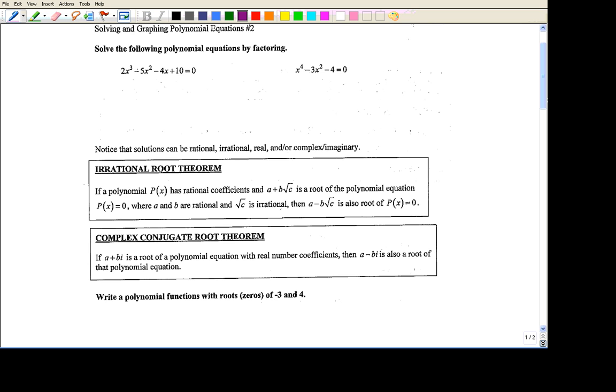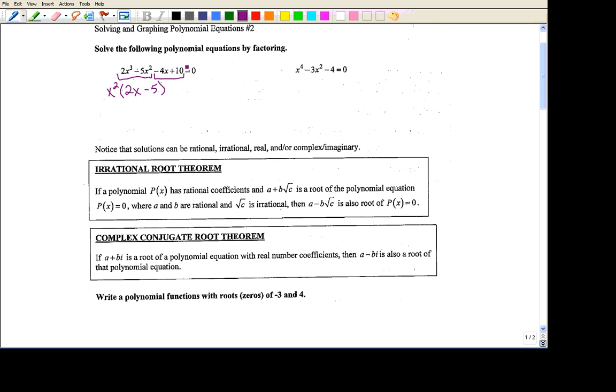So we have 2x cubed minus 5x squared minus 4x plus 10 equals 0. And we want to solve this polynomial equation by factoring. So I see 4 terms here. That tells me that maybe grouping might be a good idea for factoring. So if I group this, my greatest common factor is x squared. And then I'm left with 2x minus 5.